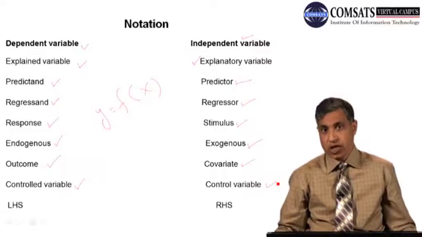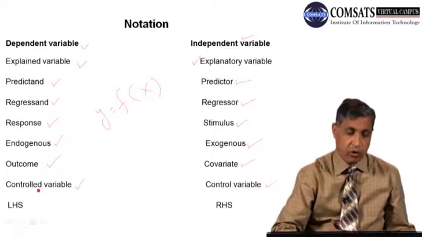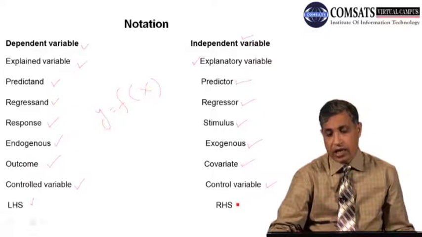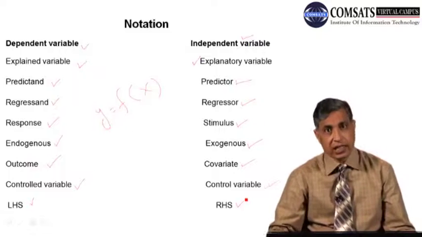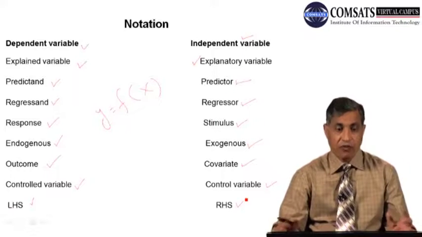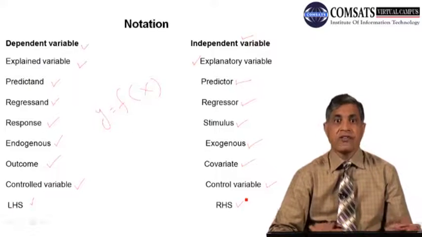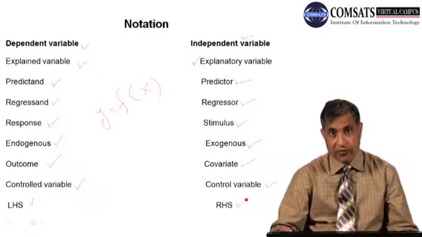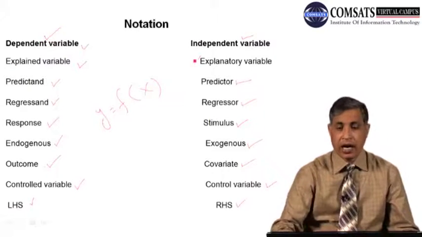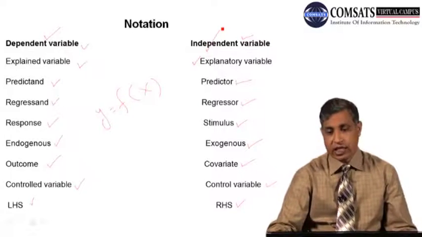Different books use different notation for the dependent as well as the independent variable. Sometimes on the left hand side of the equation we say that this is the dependent variable, and all the right hand side variables are said to be the independent variables. Although I am free to use any of the notations, most of the time I will be using the word dependent variable for the dependent variable and independent variable for the independent.